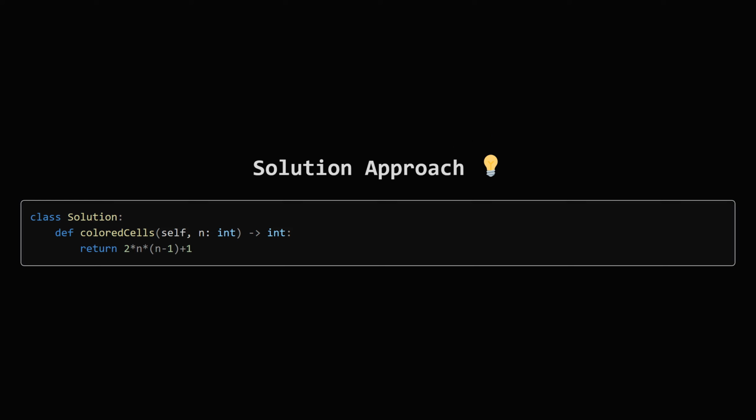But then I found a more optimal solution. It turns out the number of colored cells is always 2n(n minus 1) plus 1. This formula gives you the answer directly. This is an O(1) solution, since the calculation takes the same amount of time, no matter how big n is.